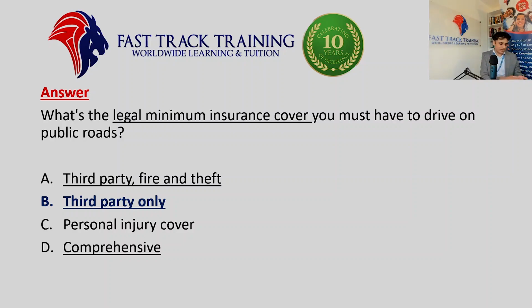Like if you're reading a book and it's in third perspective, it's the other person's perspective. First perspective is your own perspective. Comprehensive is your car, their car, and fire and theft and everyone. Comprehensive is the most expensive. Third party fire and theft is the second most expensive, and third party is the least expensive. So if you have third party, it's the legal minimum. It's the least expensive and it's the minimum. So in case you're in a car accident, it at least covers the other driver.